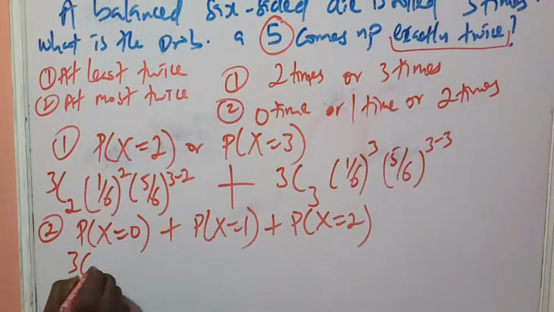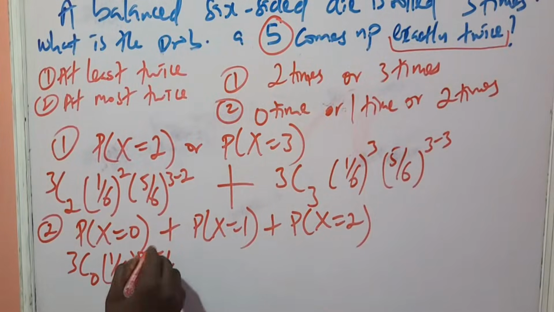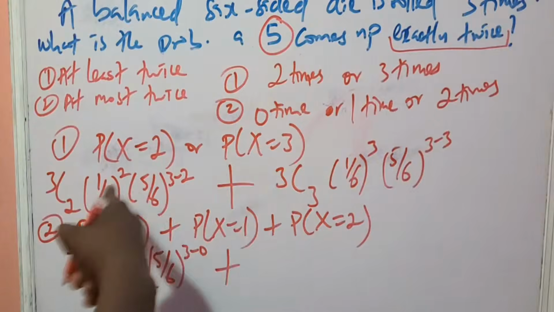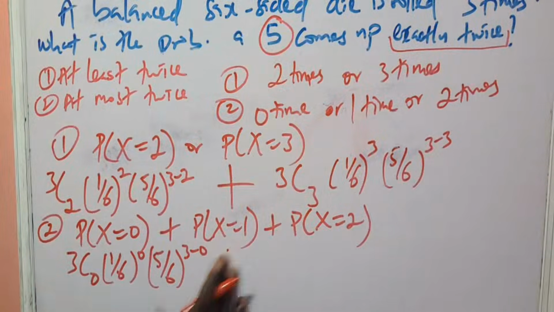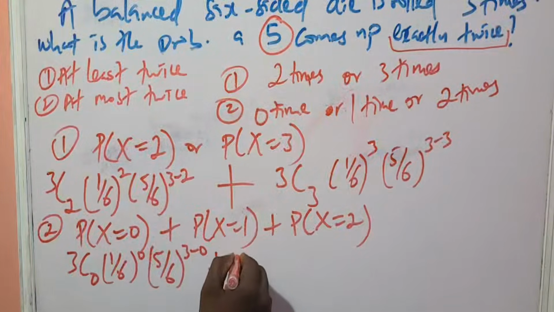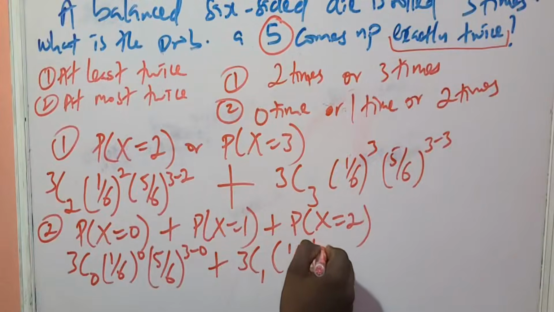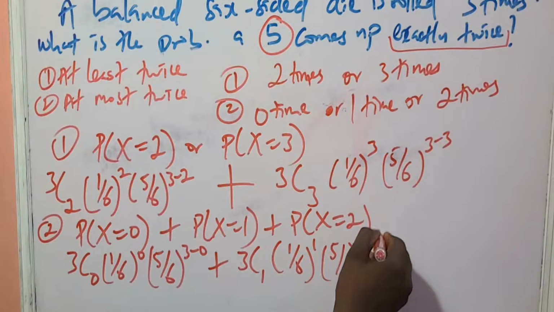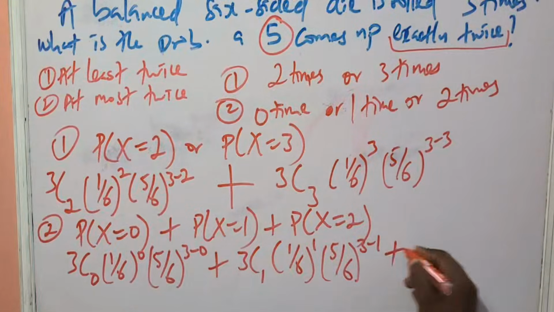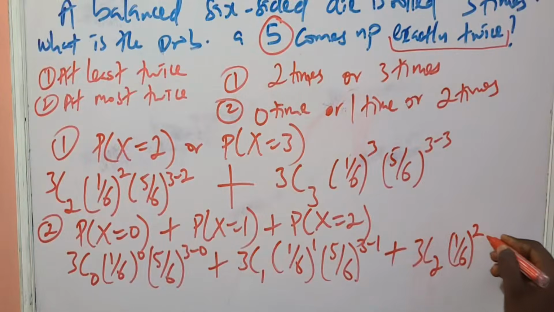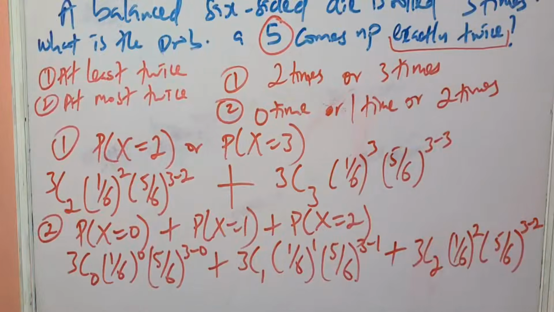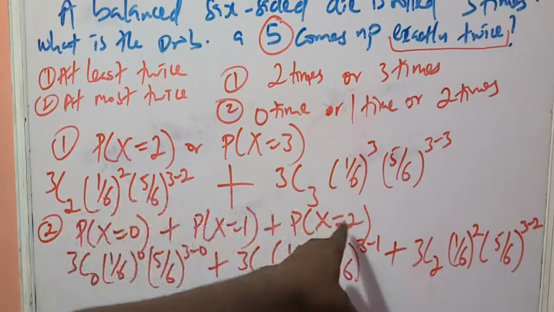This is going to be 3 combination 0, 1 over 6 raised to power 0, then 5 over 6 raised to power 3 minus 0, plus, in this case, just replicate this. Let me just put it this way. Sorry, I thought this was 2. So you're going to be having 3 combination 1, 1 over 6 raised to power 1, 5 over 6 raised to power 3 minus 1. Then you have plus 3 combination 2, 1 over 6 raised to power 2, 5 over 6 raised to power 3 minus 2. So for you to solve at most twice, this is what you have to do. You have to solve for when x was 0, when x was 1, and when x was 2.